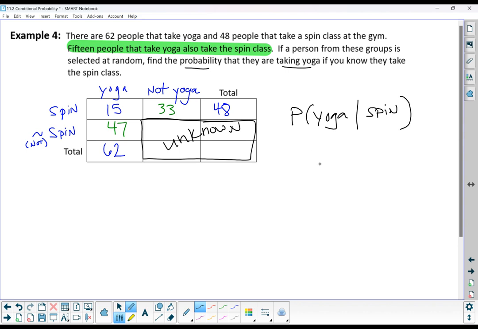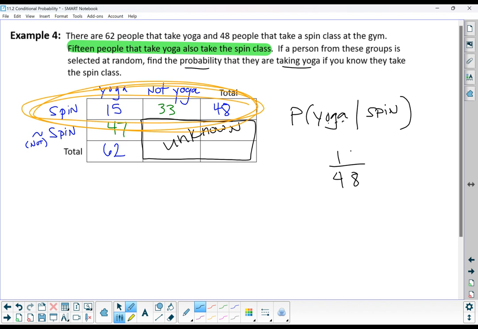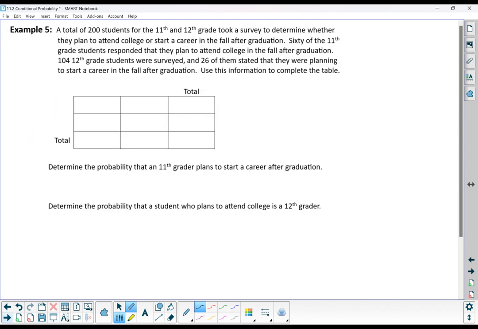So we know that it is going to only be out of those people taking spin. So we're focused on this category or this subgroup right here. So it's going to be out of 48. And how many of those are in yoga? Well, there are 15 of them, 15 out of 48. So that's about 31%.